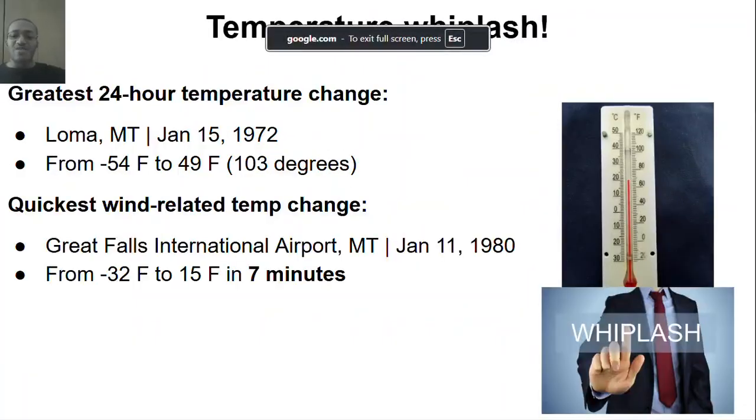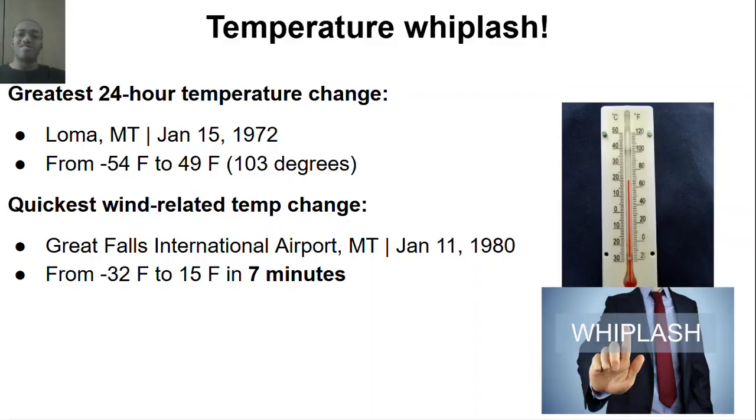And lastly, the temperature wind blast, to demonstrate how much these winds can really change the temperature. The greatest 24-hour temperature change occurred in Loma, Montana back in 1972. Strong Chinook winds moving downslope of steep mountains contributed to a very sharp temperature change, where temperatures went from minus 54 degrees to 49 degrees above zero, which constitutes a 103 degree temperature change.